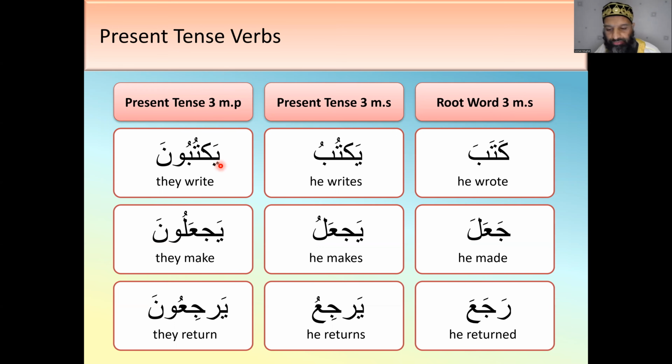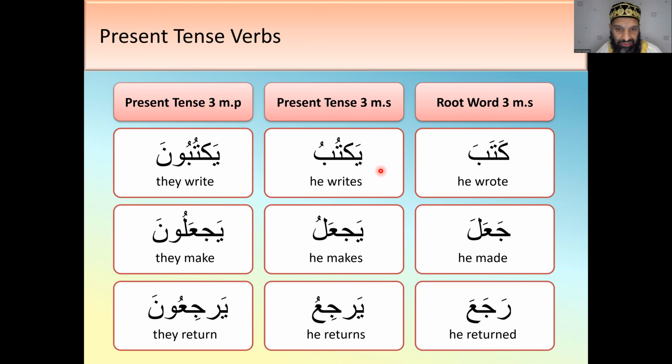Now, they all follow a similar pattern. Look, yaktubu, yaj'alu, yarji'u. They all start with a ya fatha. The second letter of all of them has sukoon, yes? The last letter has a dhamma. But what's the difference between all these? There's a difference in this pattern and that pattern. What is the difference? The first letter vowel is the same. The second letter has a sukoon, same. The last letter has a dhamma, same.